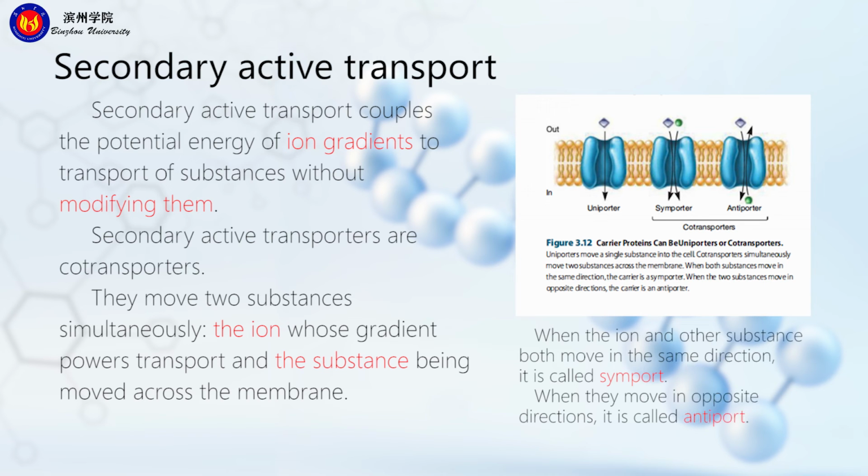When the ion and the other substance both move in the same direction, it is called symport, and the co-transporter we call a symporter. When they move in opposite directions, it is called antiport, and the co-transporter we call an antiporter.